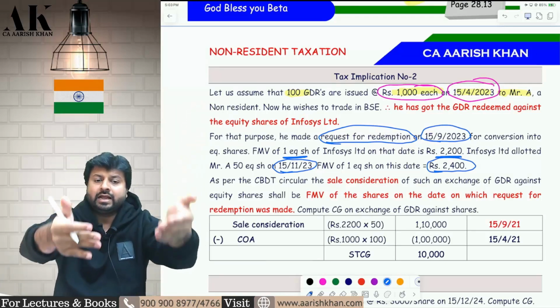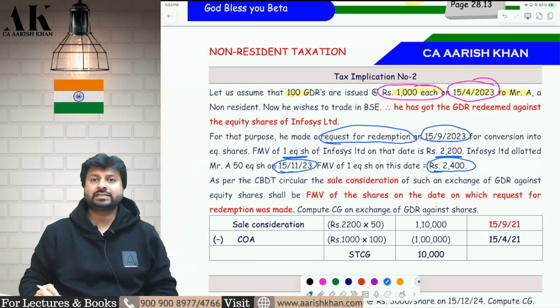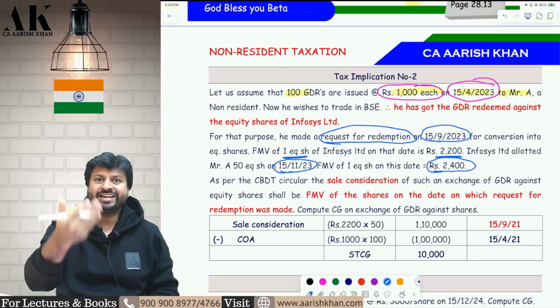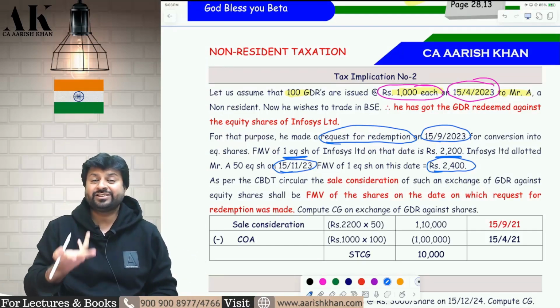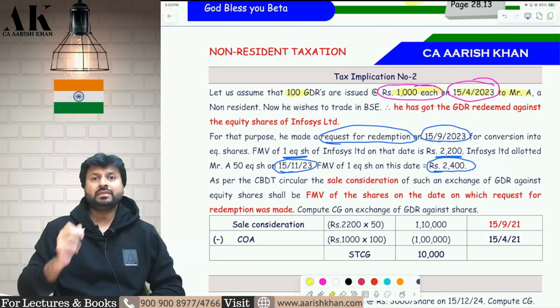Now I am giving GDR and in exchange getting shares. Will this be taxable? The answer is obviously yes. Giving GDR and taking shares is an exchange. Transfer includes exchange. Therefore this will be taxable.